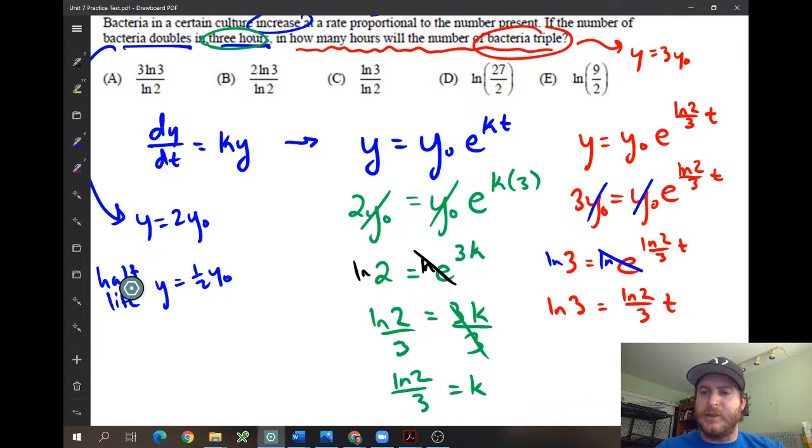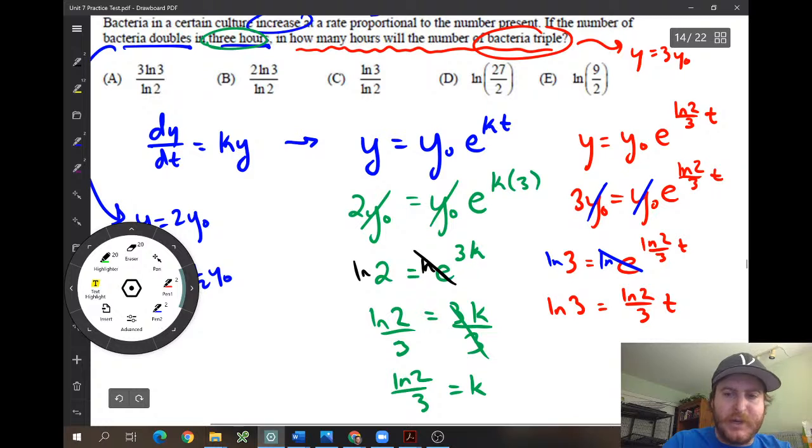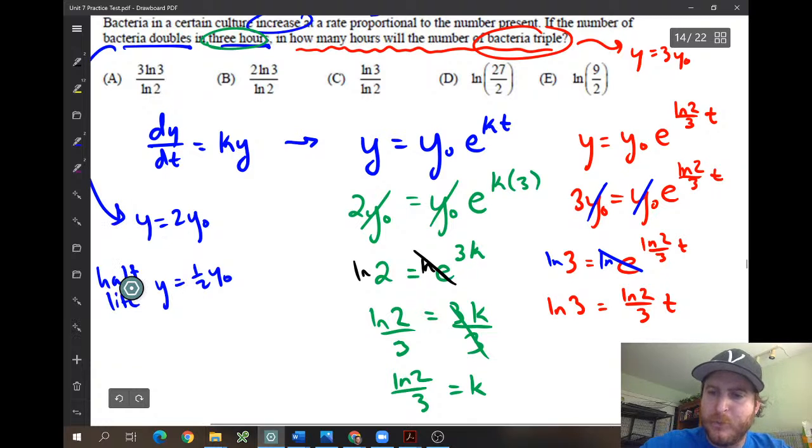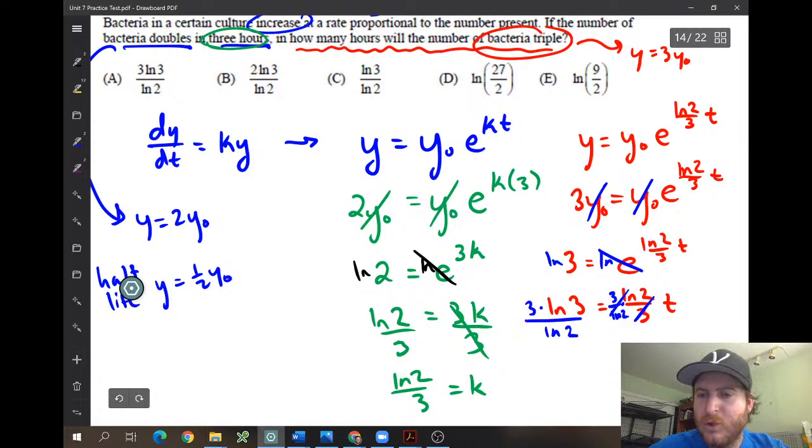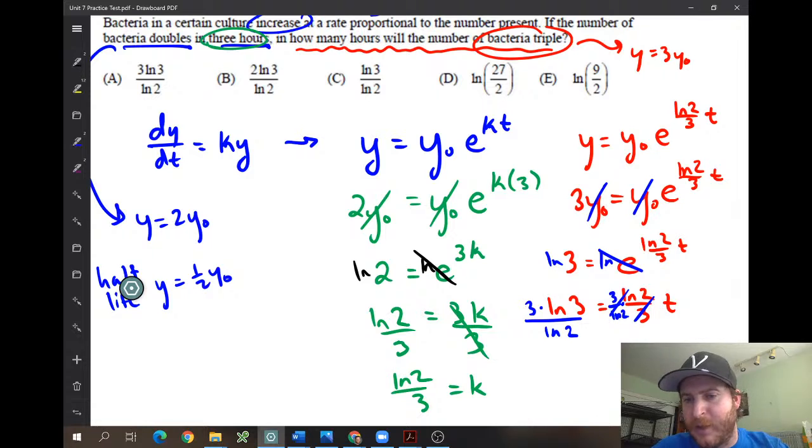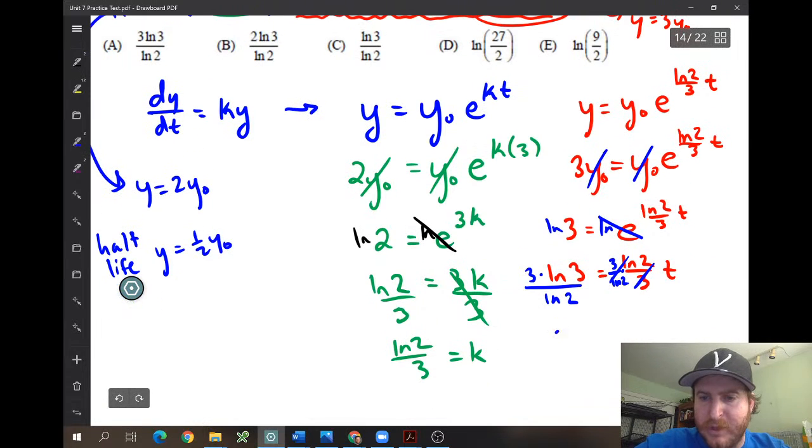Now I'm trying to isolate for t. So you can do this one step at a time, or you can do it at the same time. Basically, I want to get rid of this, so I'm going to multiply by 3 over ln of 2. You have to multiply both sides by 3 and then divide by ln of 2 as well. So it gives me 3 ln of 3 over ln of 2 is equal to t.